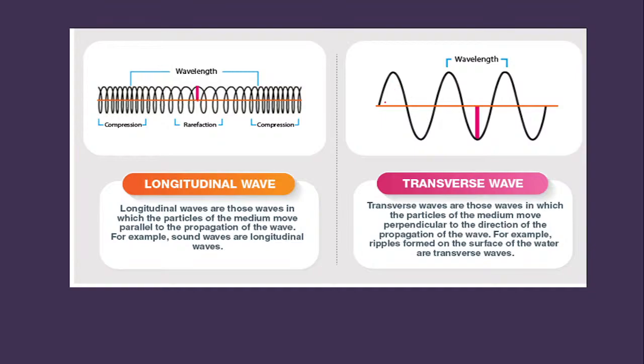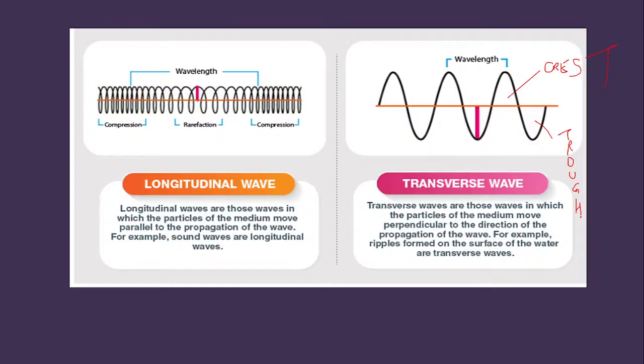The top parts, all the top parts, are called crest, CREST. And the down ones, these are called trough, TROUGH. So what's the difference between crest and trough, and compression and rarefaction? If you see compression and rarefaction given in the diagram, that means we are talking about a longitudinal wave. And if you are seeing crest and trough, that means we are talking about transverse waves.